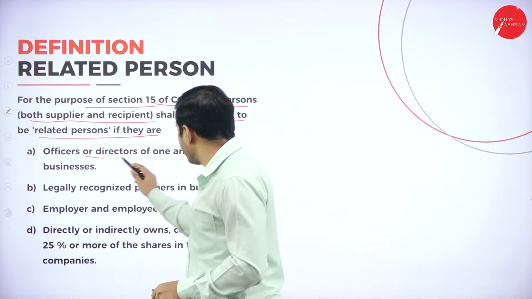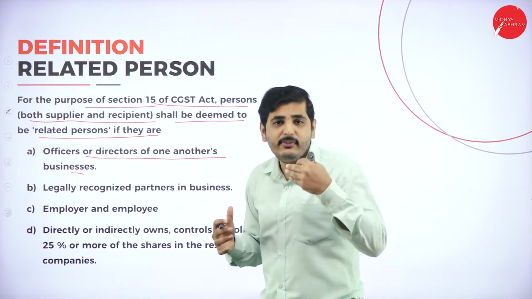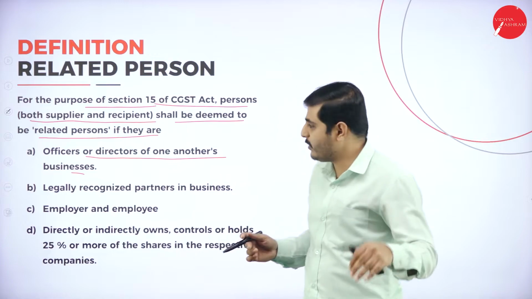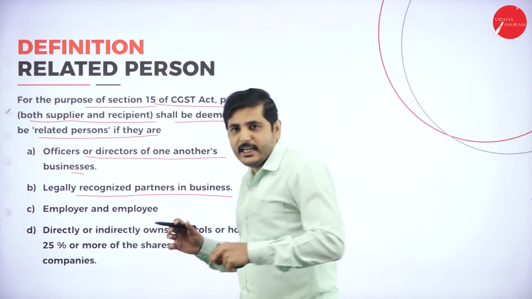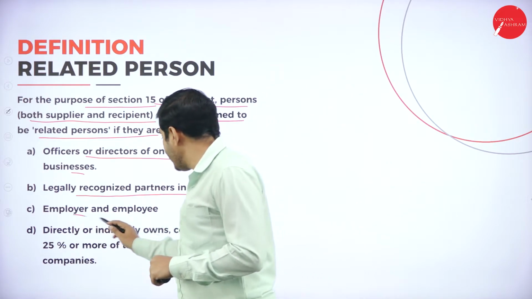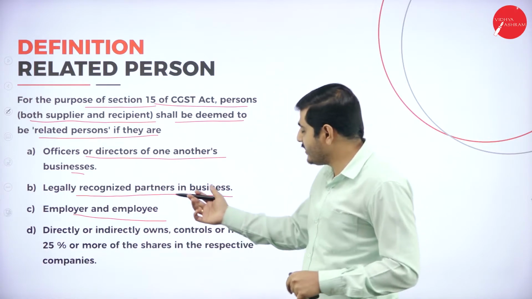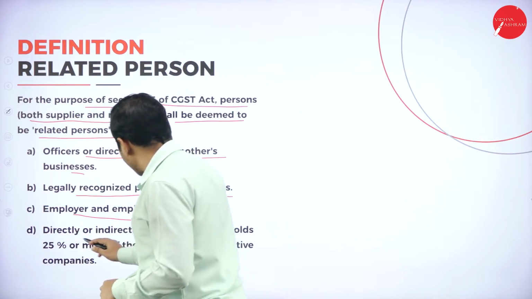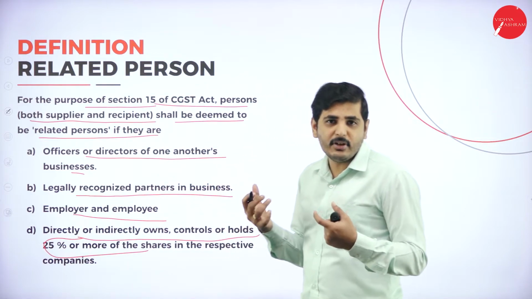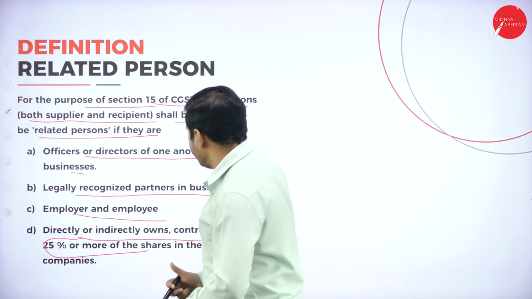Next one, officers or directors of one another. If he is an officer or a director of our own business and we are sending goods to that person, then it is not called supply. It does not belong to the value of supply. Legally recognized partner: if we are sending goods to our own partner, then also it will not be considered as a supply. Next one, employer and employee. If he is an employer or employee of our own business, then also he will be considered a related person. Next point, directly or indirectly owns, controls or holds 25% or more of the shares or voting rights of the business, then also that person will be considered a related person.